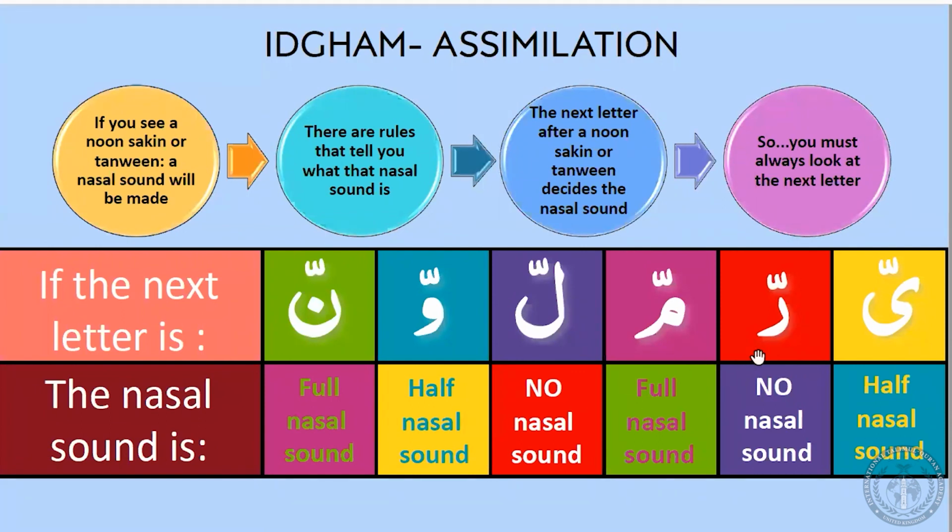And finally, the rule that we looked at today is ra mushaddad and the lam mushaddad. When any of these two letters come, and the previous letter is a nun sakin or a tanween, then there is no nasal sound. It's still an idgham letter. The rule of idgham will still apply, but there is no nasal sound.